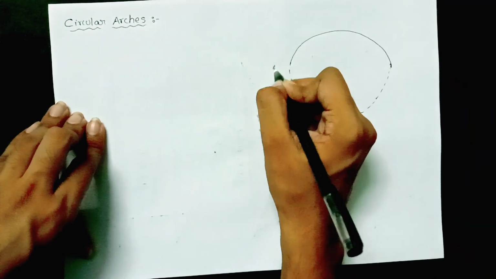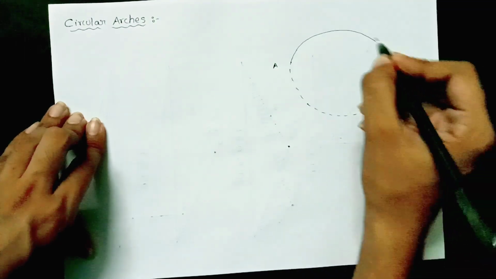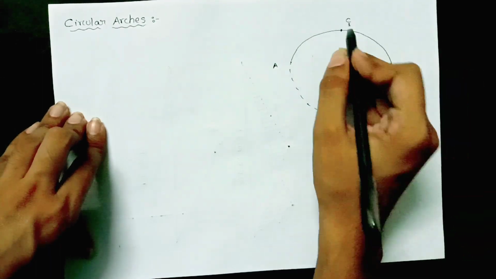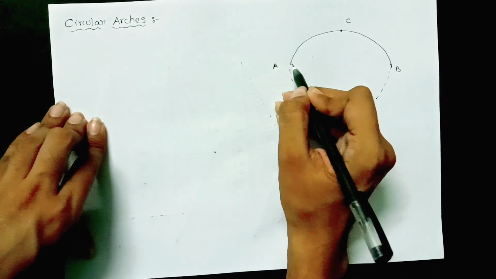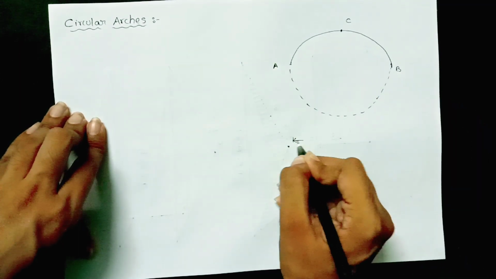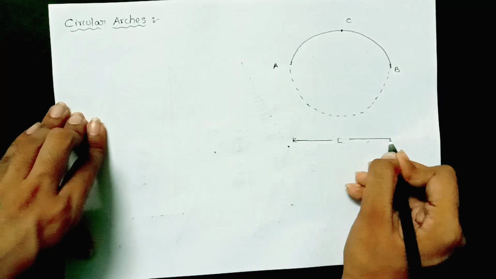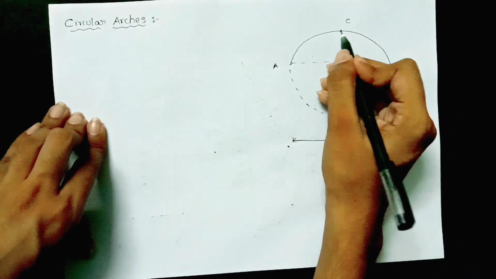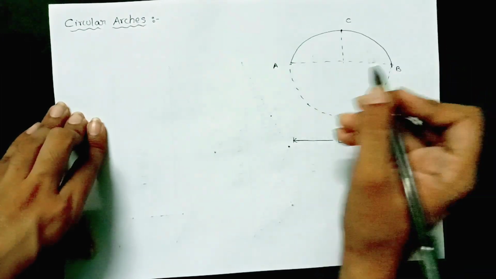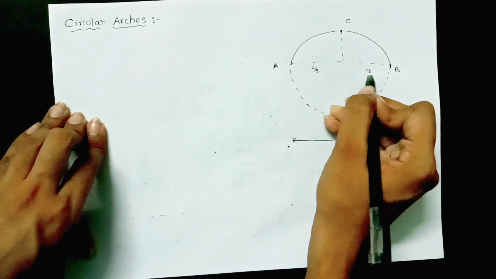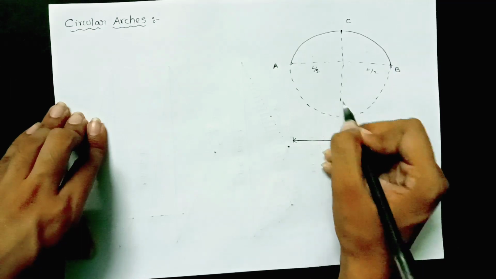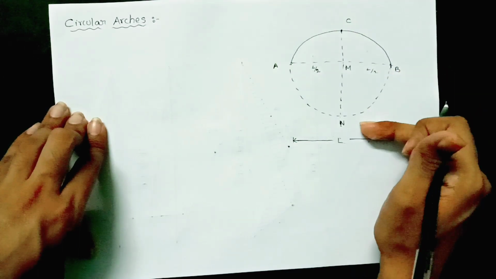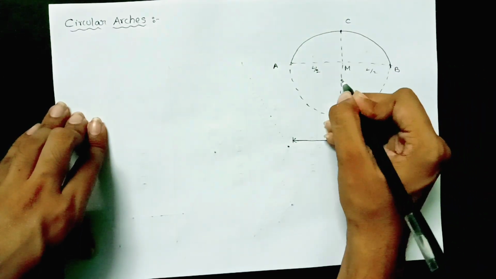Now this is an arch, so this is point A, this is point B, and here at the center point we have point C. So now the total span from A to B, let the total span from A to B be capital L. I am drawing an imaginary line here. From point C I am dropping one imaginary line. Now this distance will be L by 2 and this will be L by 2. Let this point be N, this is M.